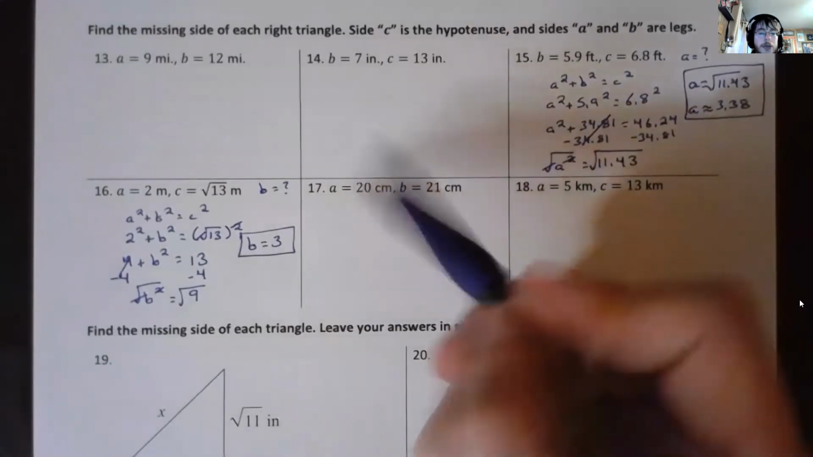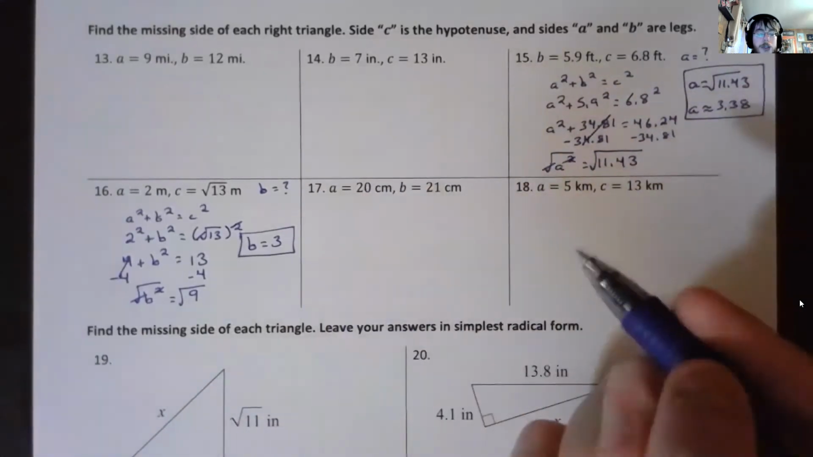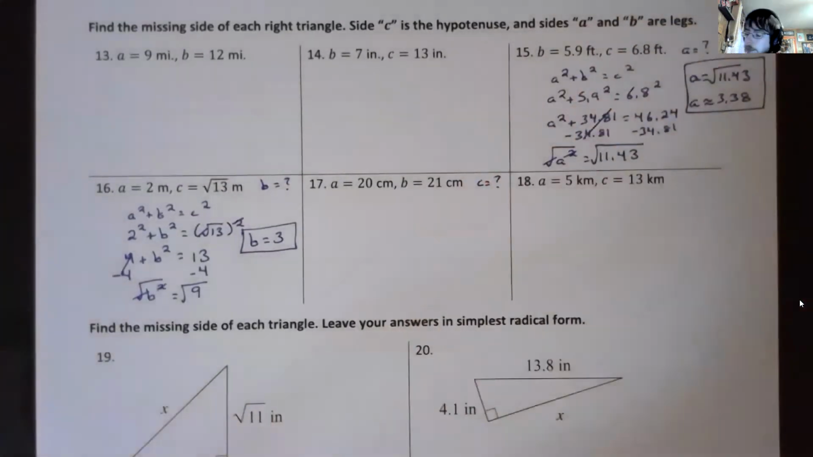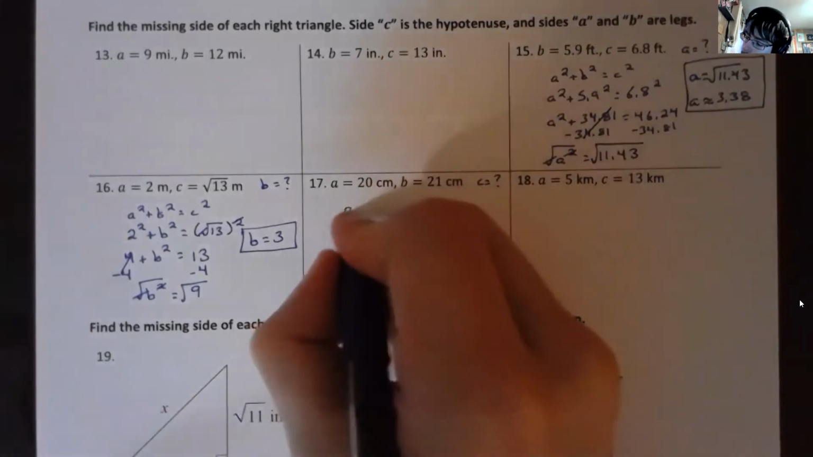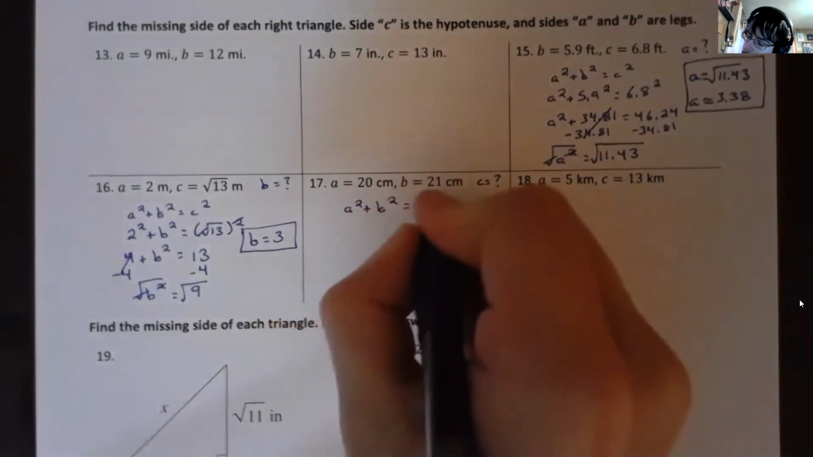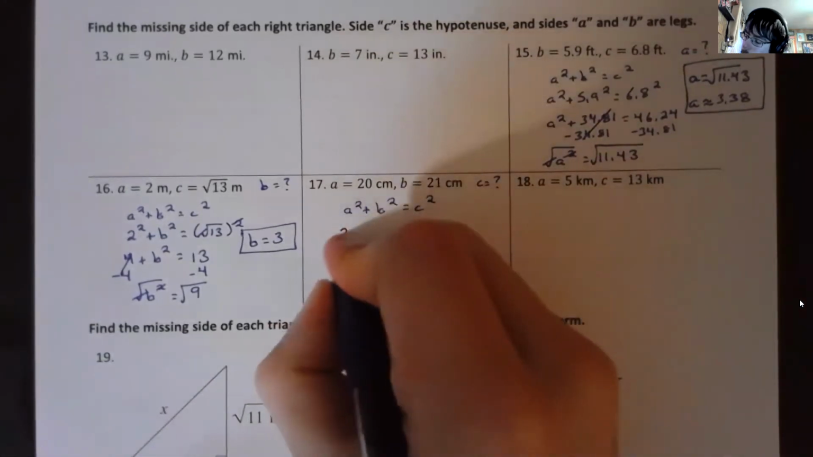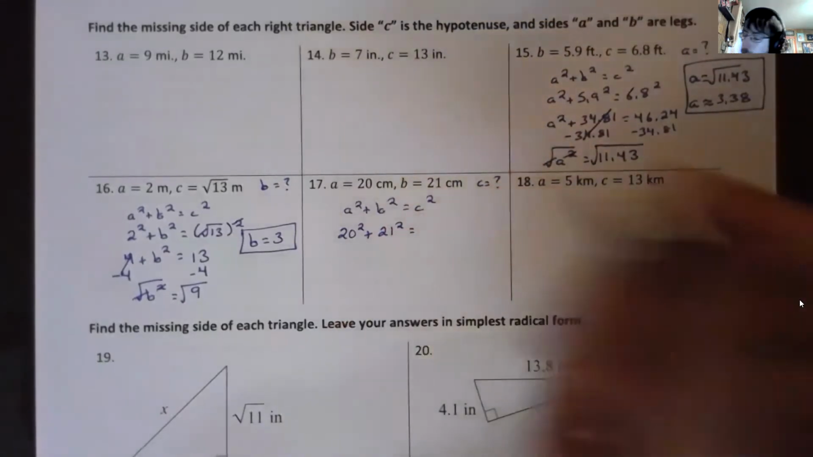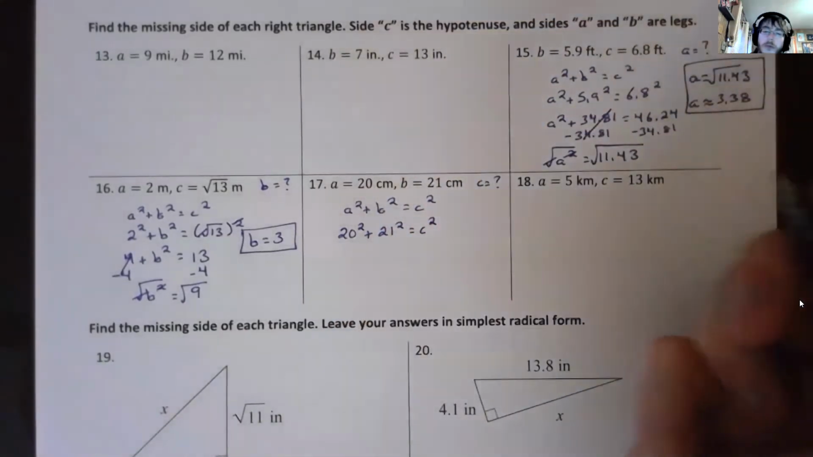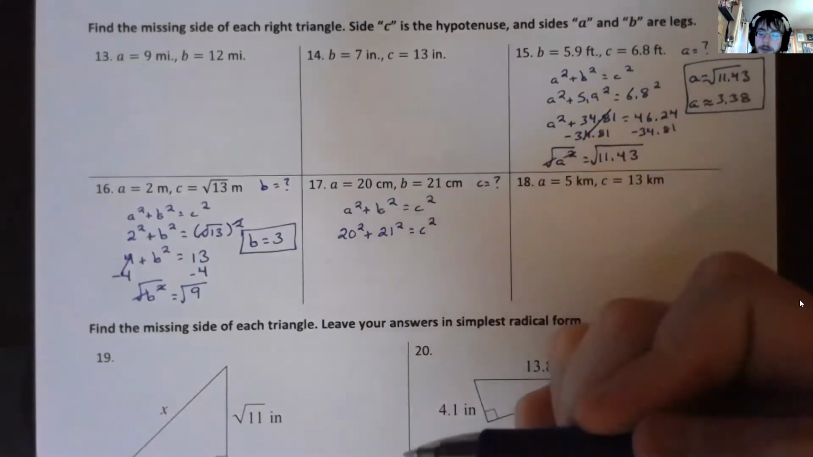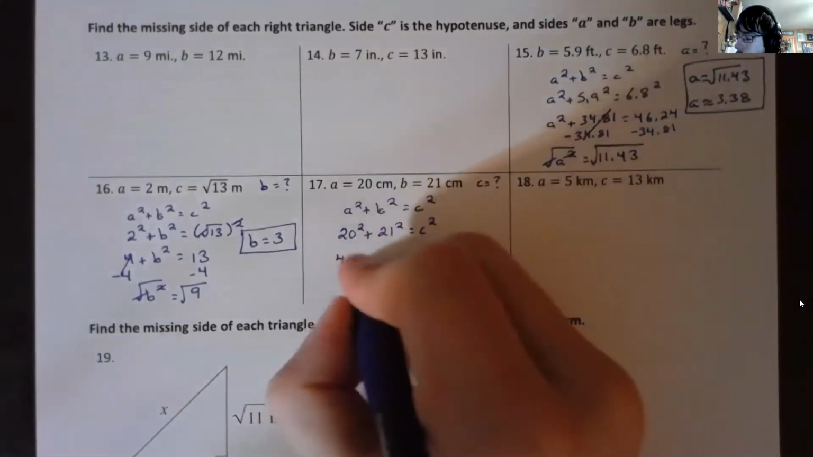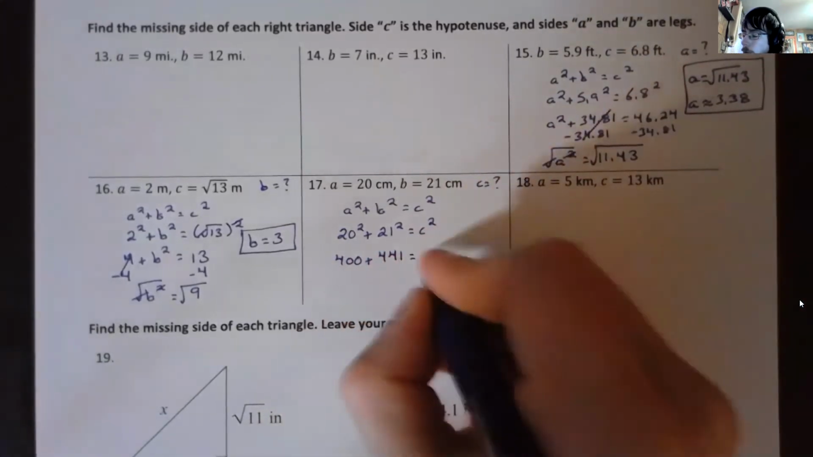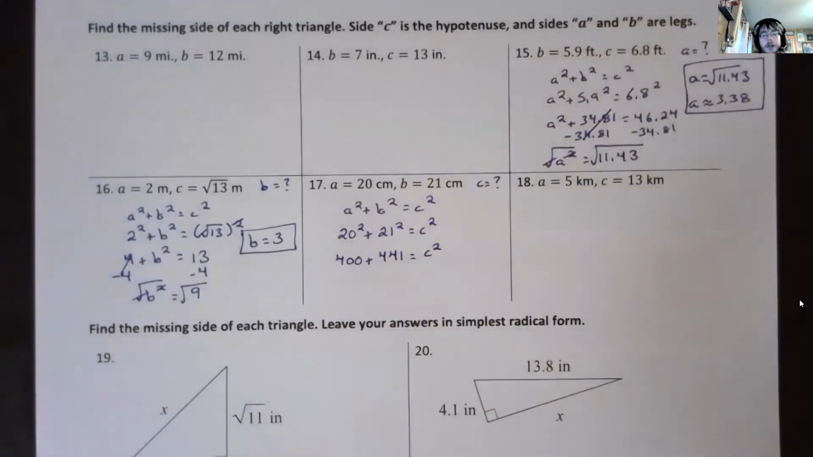All right, number 17, we have A equals 20 centimeters and B equals 21 centimeters. So we're looking for the hypotenuse C. A squared plus B squared equals C squared. A squared is 20 squared, B squared is 21 squared, and C squared we do not know. 20 squared is 400. 21 squared is 441. And that's equal to C squared.